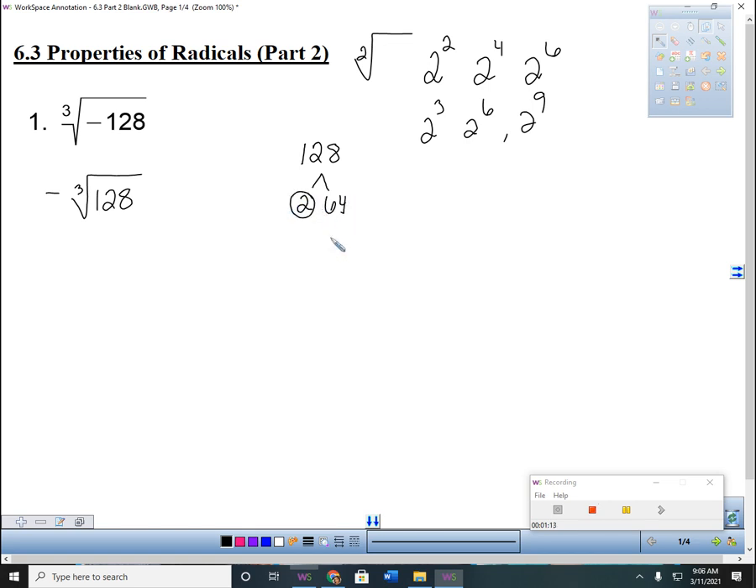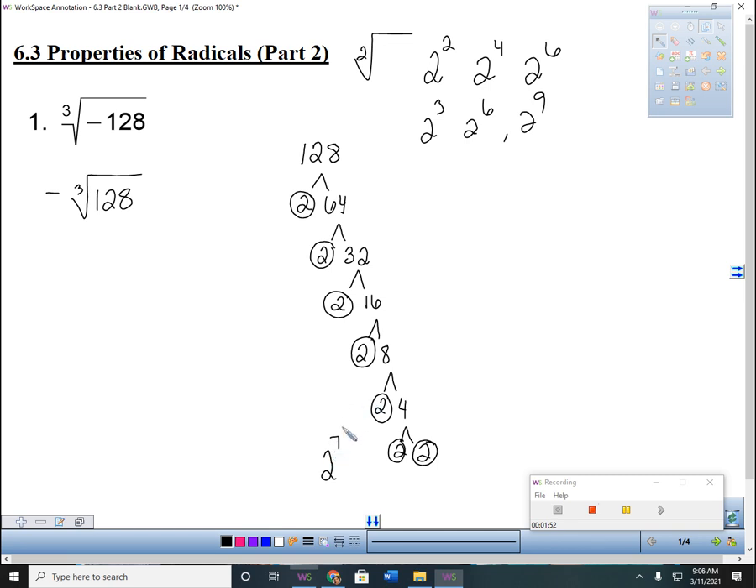2 is a prime number. And then we have 64, that's 2 times 32, and 2 is a prime number. And then 32, that would be 2 times 16. 2 is a prime number. 16 is 2 times 8. 2 is a prime number. 8 is 2 times 4. 2 is a prime number. And 4 is 2 times 2. So we've got 1, 2, 3, 4, 5, 6, 7 2's.